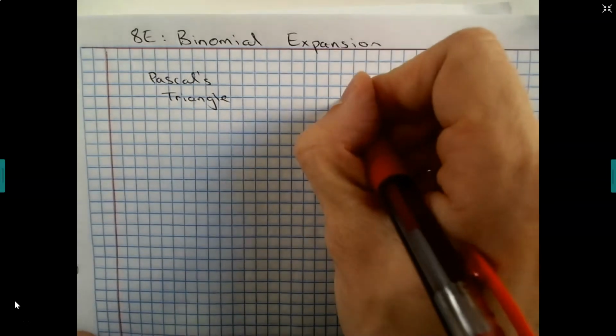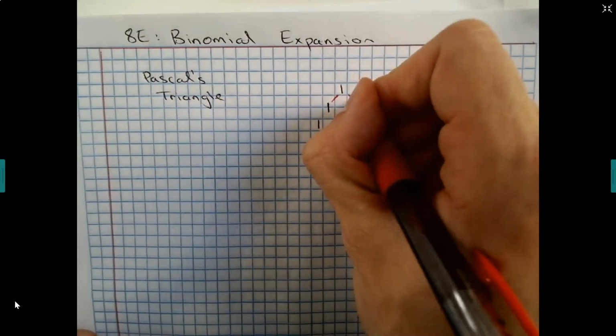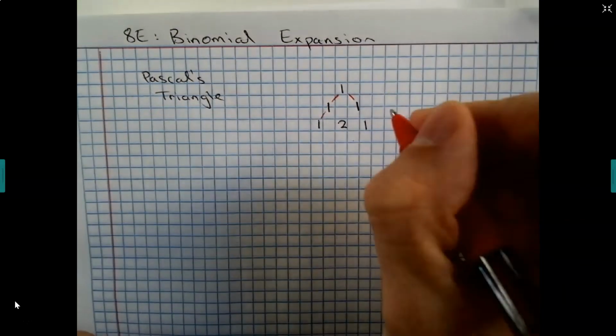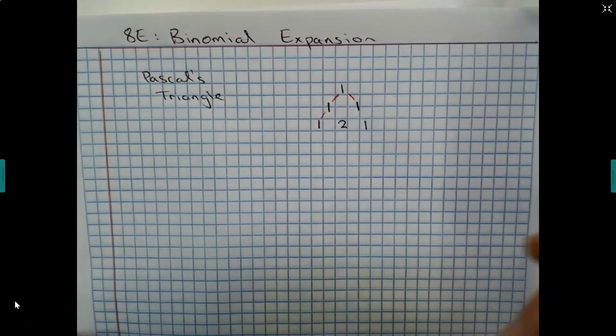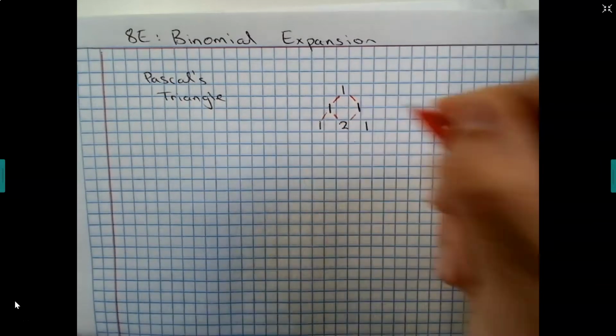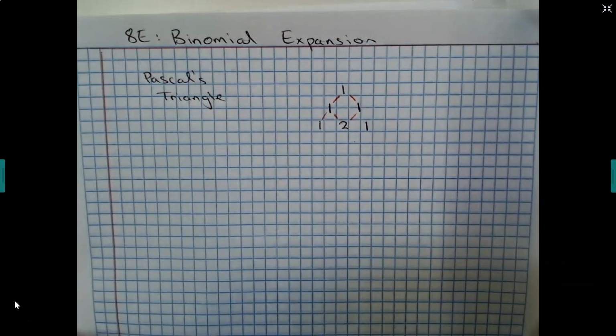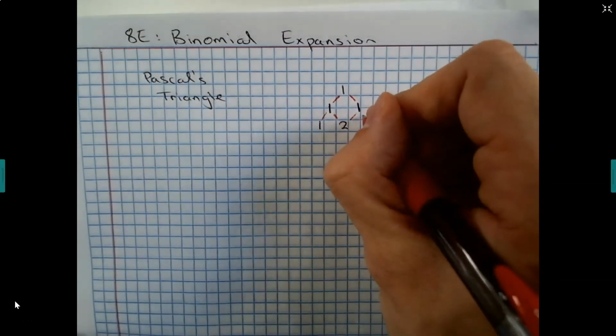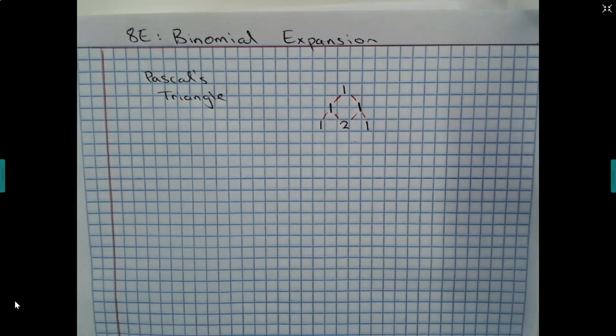So from here to here, there was one way. From there to there, there's one way. From there to there, there's only one way. However, that middle one, I could come through there, or I could come through there. Can you see? And then if I wanted to get to that one, I could only go there.